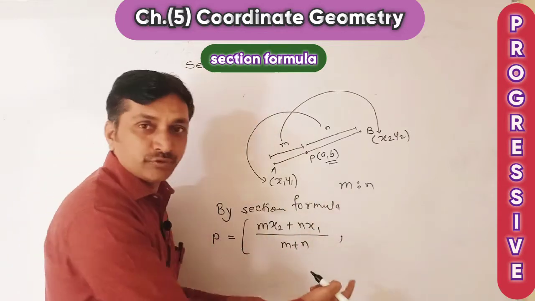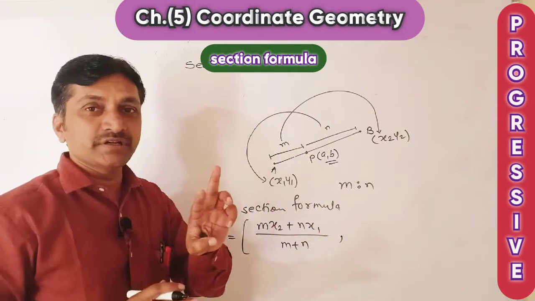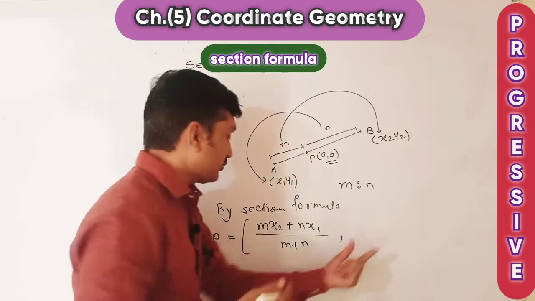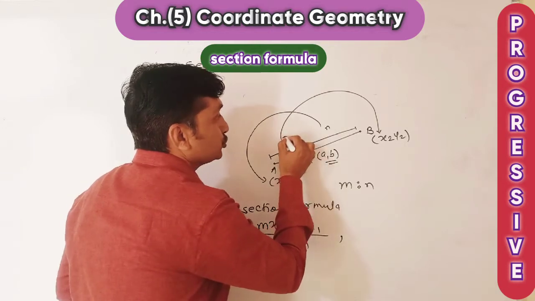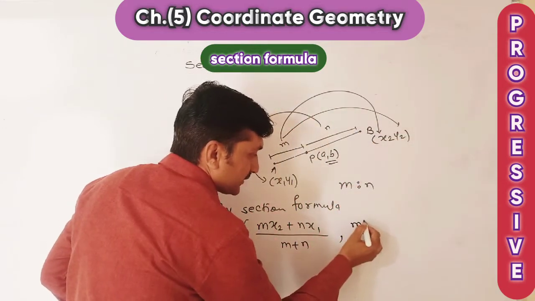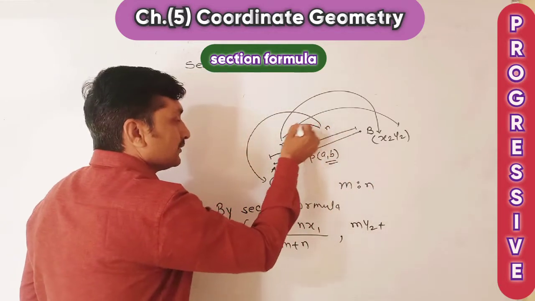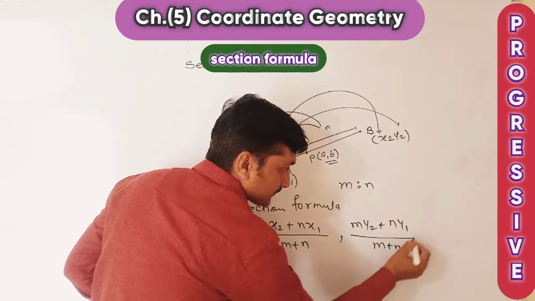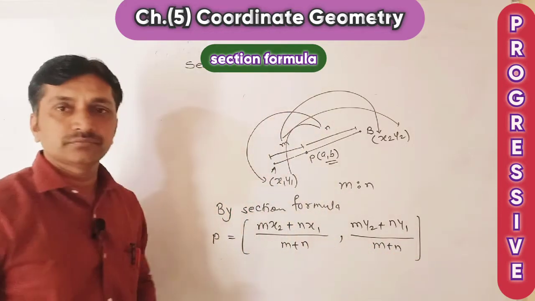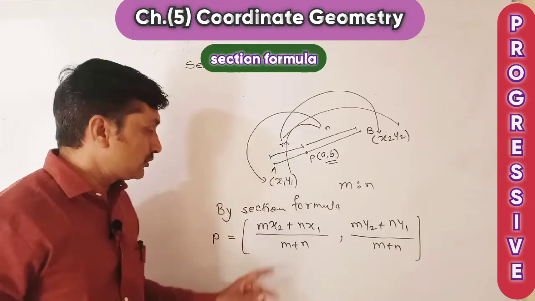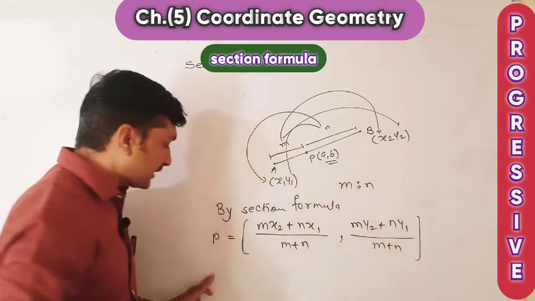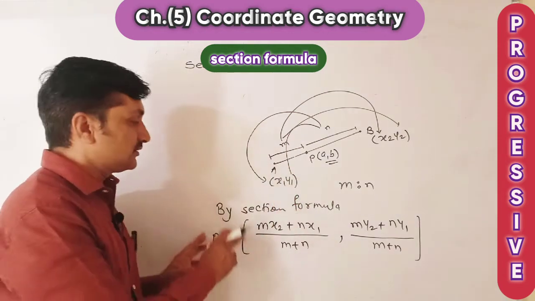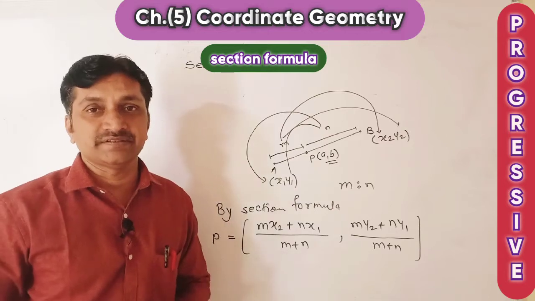Similarly we also want y, because every point has two coordinates, x and y. By putting in the values we get the x coordinate. In the same way, my2 plus ny1 upon m plus n gives the y coordinate. The coordinates will be given to you, and by putting in all these values we can find the coordinates of P. This is known as the section formula. You have to memorize this.